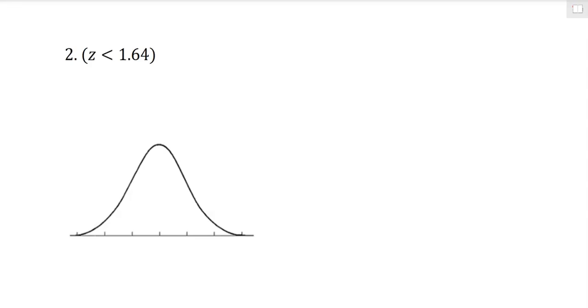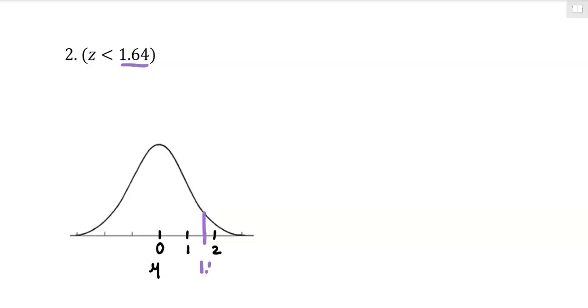This second example here, we want the probability that z is less than 1.64. We are dealing with a standard normal distribution, so our mu is still 0 in the middle. Here's one standard deviation to the right. There's two standard deviations to the right. 1.64 is going to be a little bit more than halfway between those.